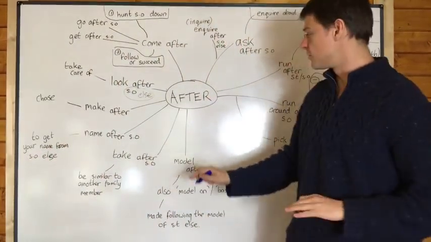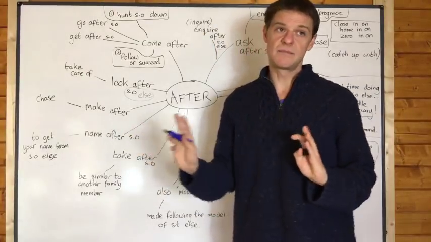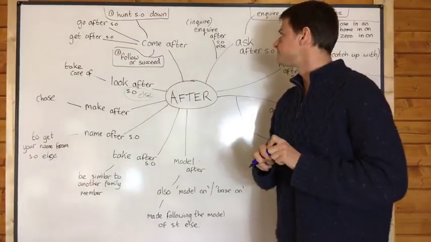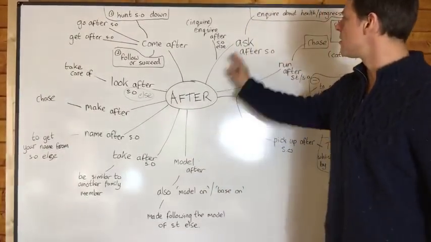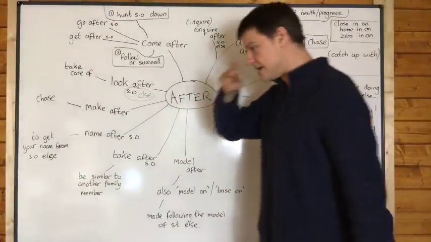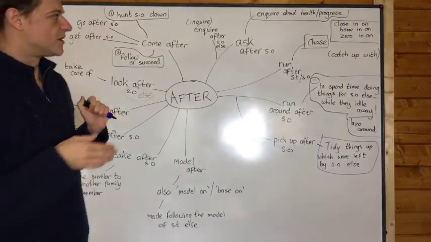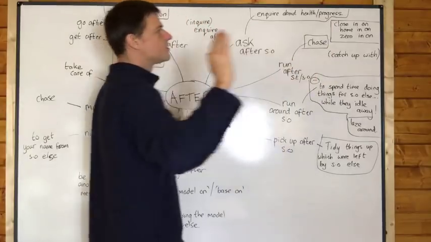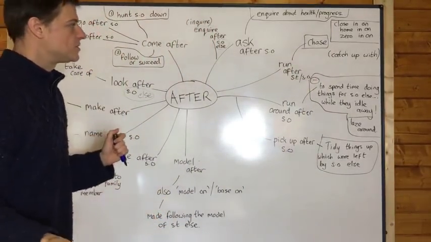Okay, you'll see this someone else. If anyone doesn't know, when I write S.O, that means someone. If I write S.T, that means something. Anyway, let's look at ask after someone first of all. This one's quite an informal phrasal verb, and it just means inquire about the health or progress of someone you know.